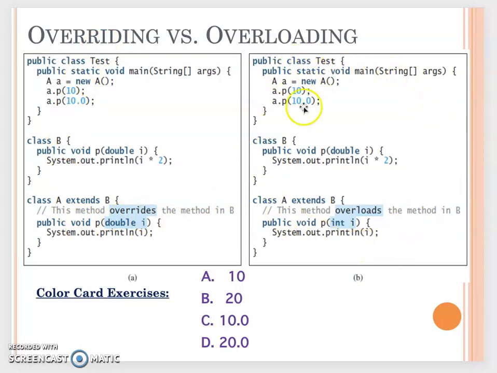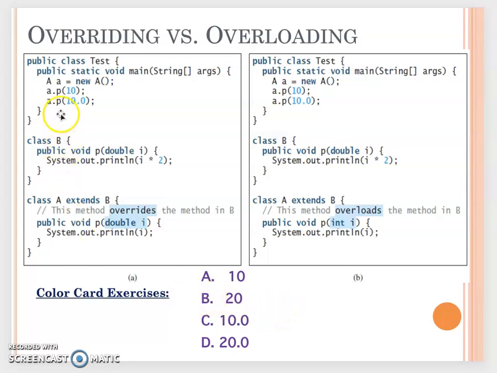But then we see again this similar example, we still have B and A. I still have B with P taking a double parameter. I still have A extending from B. But now you see here, I implement another P method in the class A. But what is my parameter list? Right, it's int. So they have the same method name but different parameter lists. That's why the P method in A with an integer parameter is the overloaded method. So if we do the same thing for P(10) and P(10.0), what is the result? I want you to think about that.